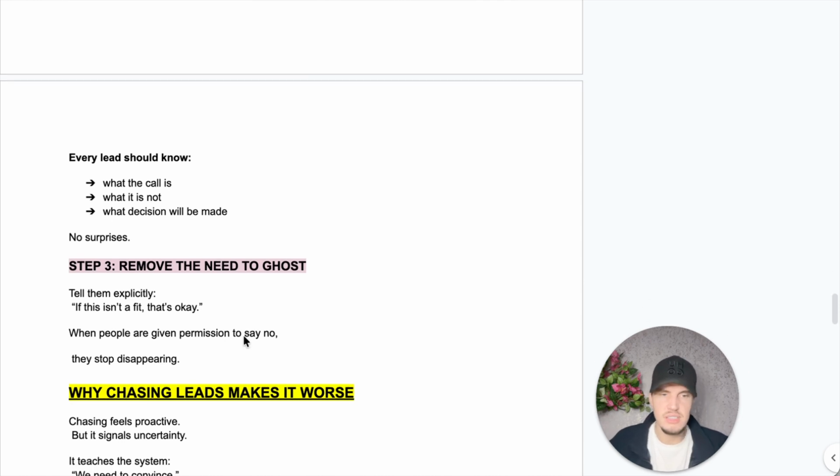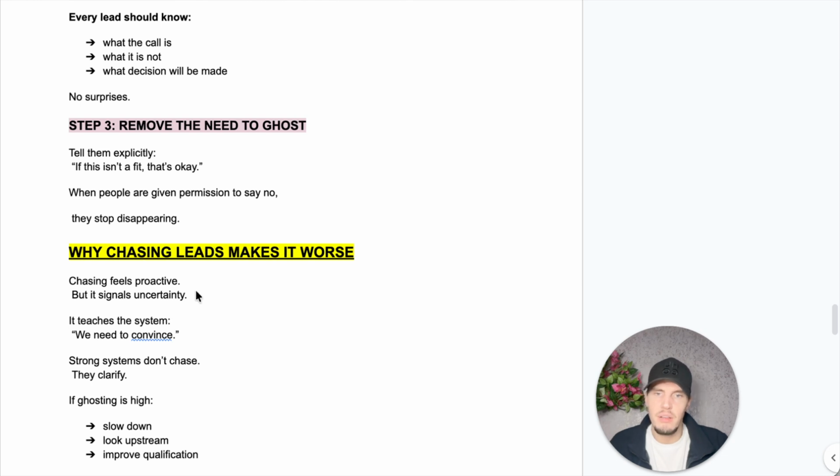If this is not a great fit, we will let you know. If this is not a great fit for you, just let me know. Why chasing leads makes it even worse. Chasing feels proactive, but it signals uncertainty. It also signals weakness in the market. When you are trying to really chase somebody, it shows a lot of weakness inside of you as well, right?